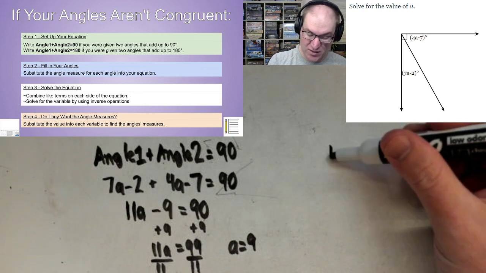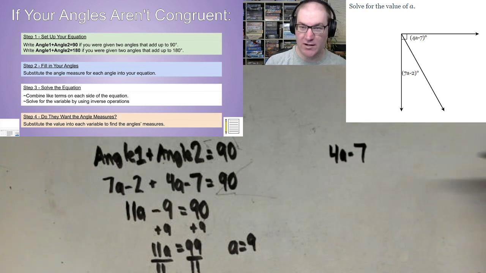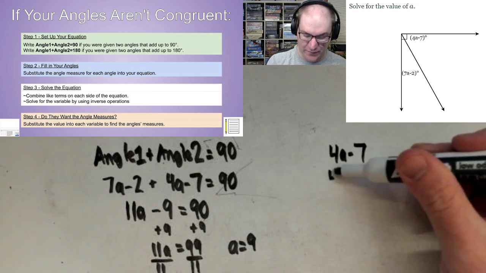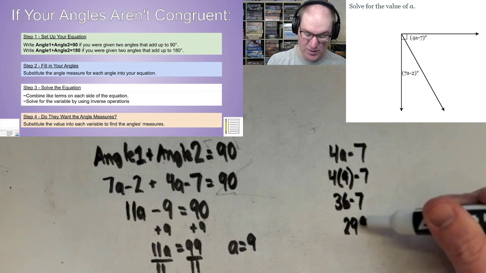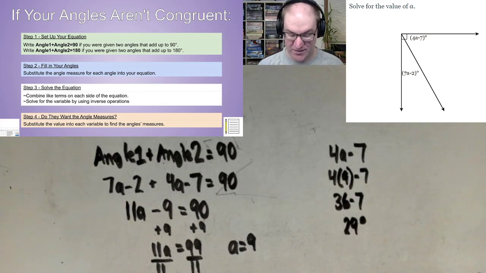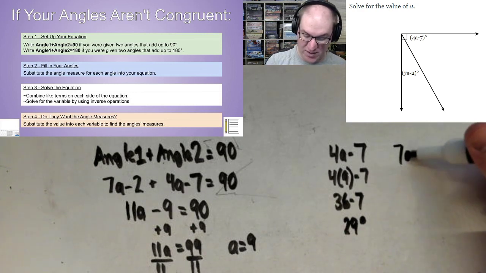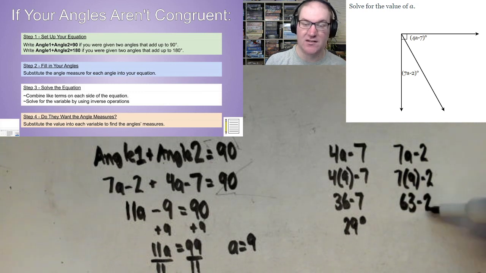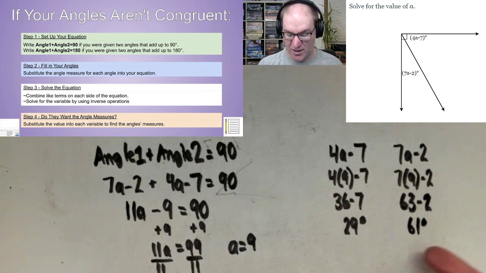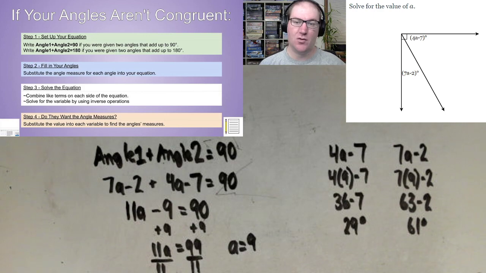So to find the angle measures, I just write one of the angles, and I just plug in 9 for A. So 4 times 9 minus 7, which is 36 minus 7, which is 29. So that top angle there is 29 degrees, and I'm going to do it for the other one. 7a minus 2, 7 times 9 minus 2, 7 times 9 is 63, and 63 minus 2 is 61 degrees. So the two angle measures are 29 and 61. And we should be able to check this because we know these two numbers add up to 90, and my two answers do add up to 90. So I know that my work is correct here.